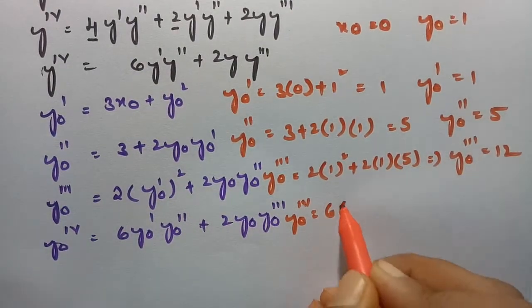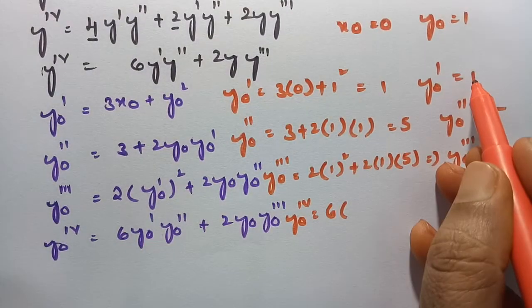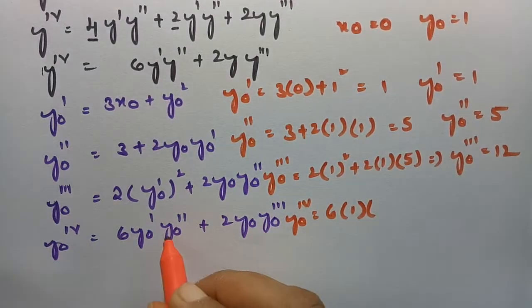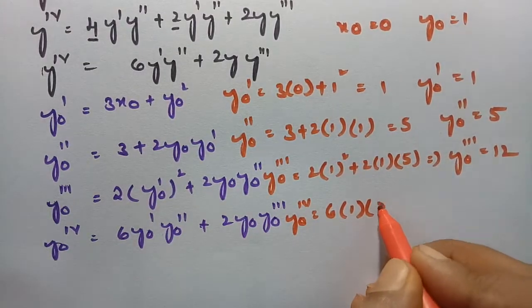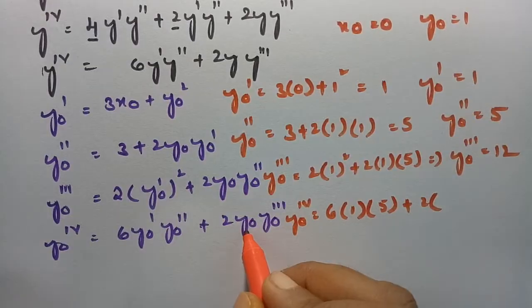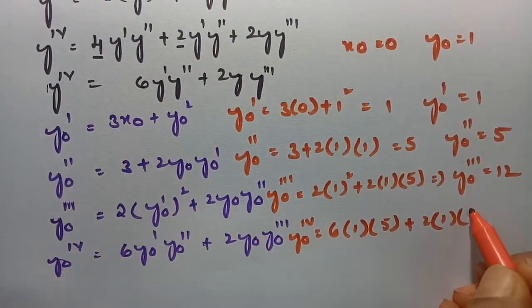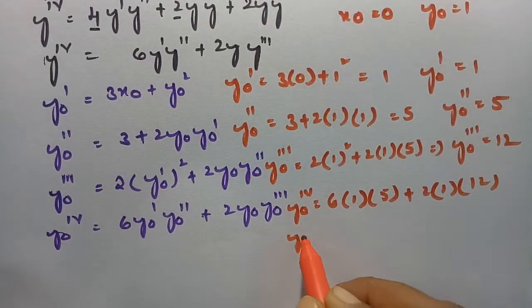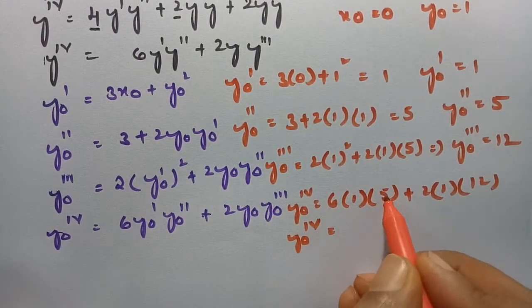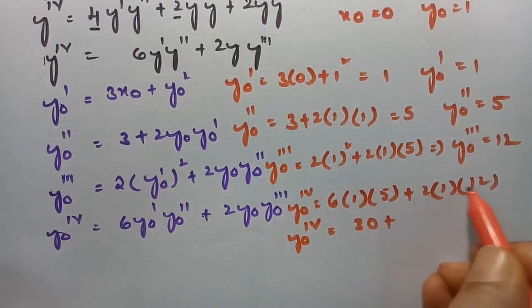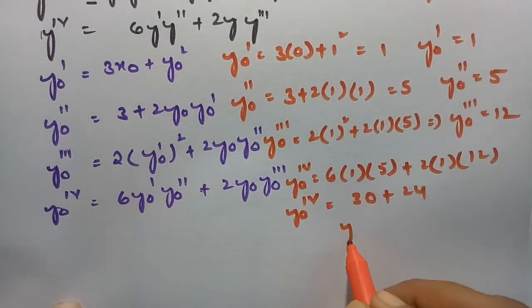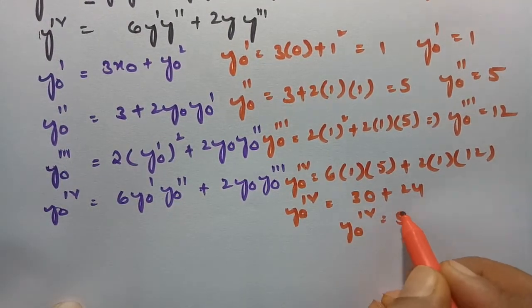And later if I substitute here, that is y naught fourth derivative, this is 6 into y naught dash. What is y naught dash value? This is 1. y naught double dash, this is 5, plus 2 times y naught, the y naught value is 1, and y naught third derivative is 12. So y naught fourth derivative is 6 fives are 30 plus this is 24. So y naught fourth derivative is 54.